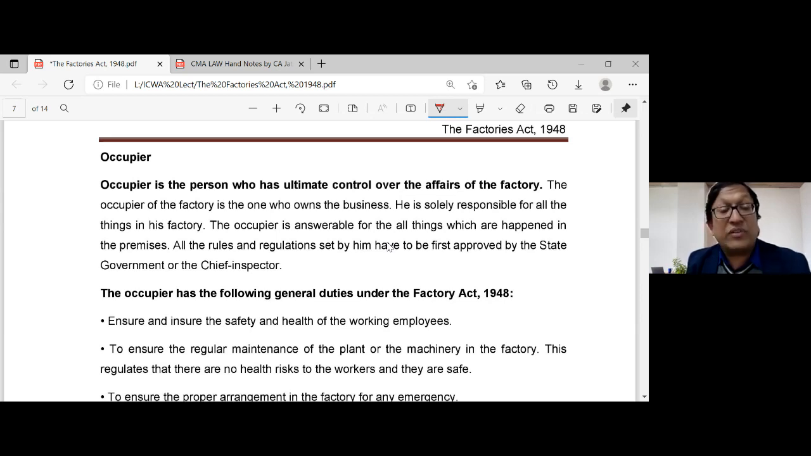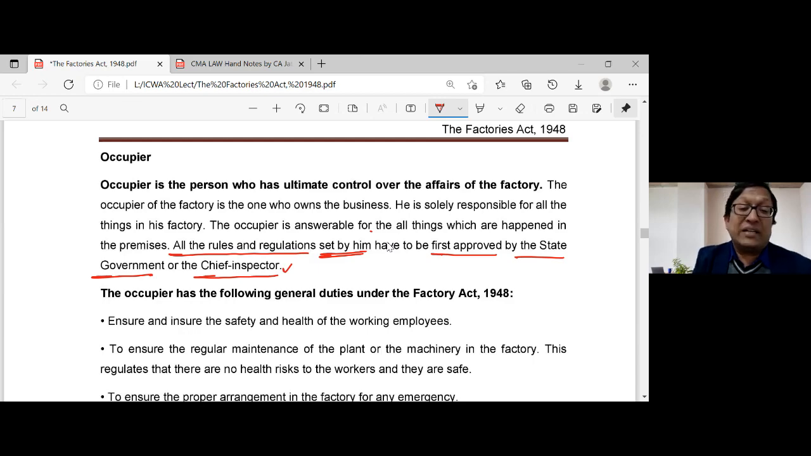He is responsible for various compliances. The occupier is answerable for all the things that are happening in the premises, and for all the rules and regulations that have been set by him. First of all, these rules are required to be approved and vetted by the state government or the chief inspector of factories. So whatsoever rules are made in a factory, those rules are sent to the chief inspector of factories and they approve the rules. Only then can the occupier apply those rules.